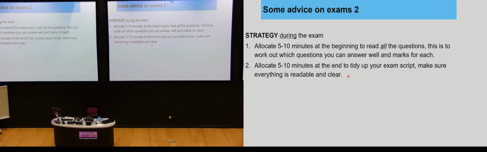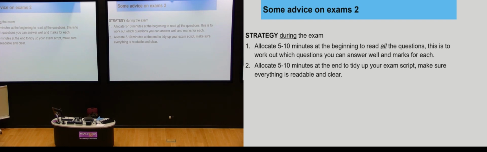Then you need to give yourself 5 to 10 minutes at the end to tidy up your exam script, to make sure everything is readable and clear. It's very frustrating for us when we can see someone who's kind of understood what they're doing in the exam, but we can't read it because the writing is terrible, or we just cannot find the answer because it's so messy. We can't give you the marks if we can't see the answers. So give yourself time at the end to tidy everything up.